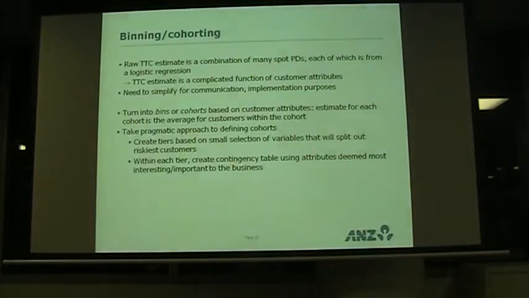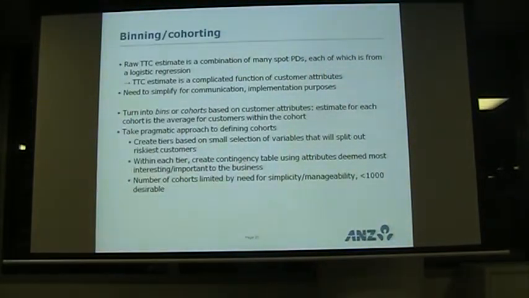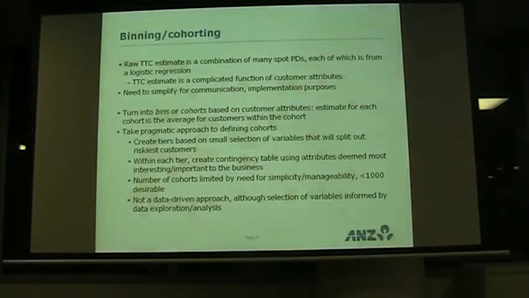Within each tier, I'm going to create a contingency table using some attributes which the business considers most interesting or most important, because these things are going to be used for management purposes. They're going to use it to, I guess, monitor the results. So it has to be interpretable. It has to be understandable to the business. And the number of cohorts is limited again by the fact it's got to be understandable. You want less than 1,000. Ideally, you want less than 100, but that's probably going a bit too far for accuracy purposes. And as I said, it's not a data-driven approach, although I am going to be looking at the data to help understand what's going on.